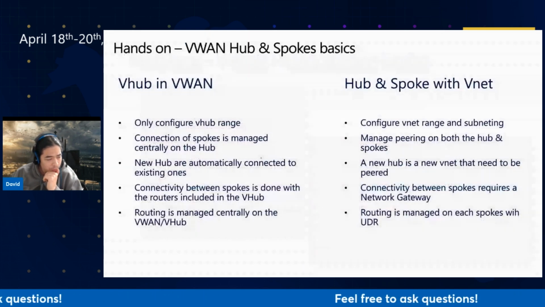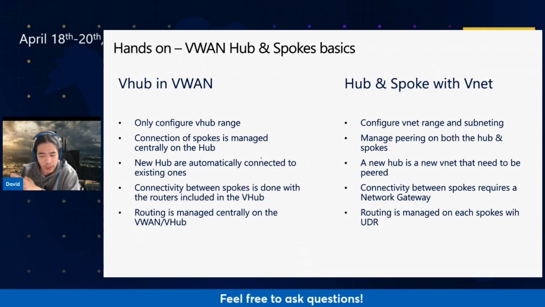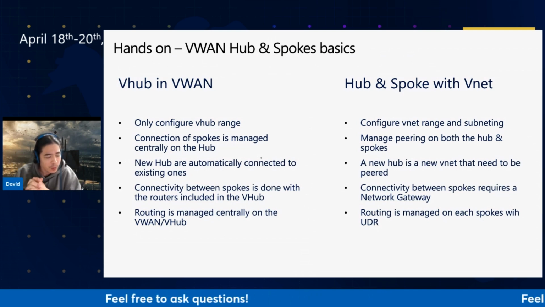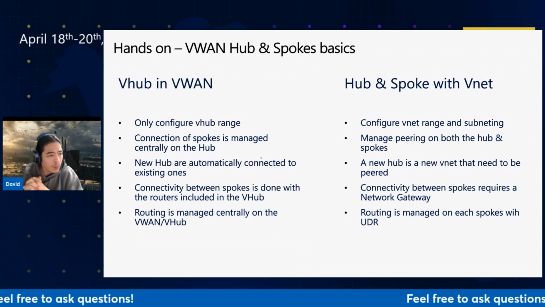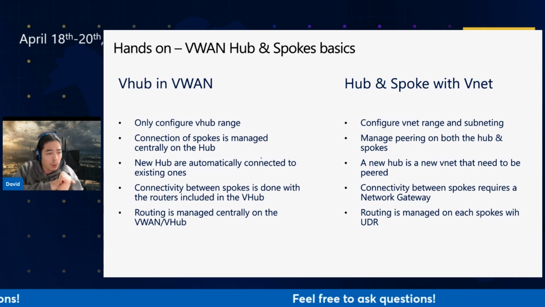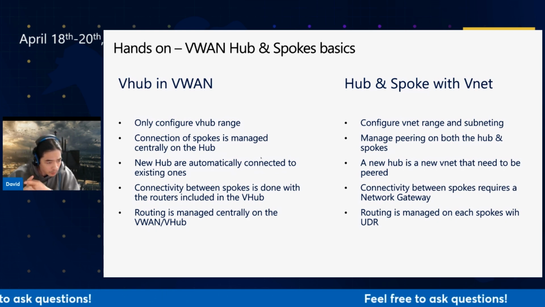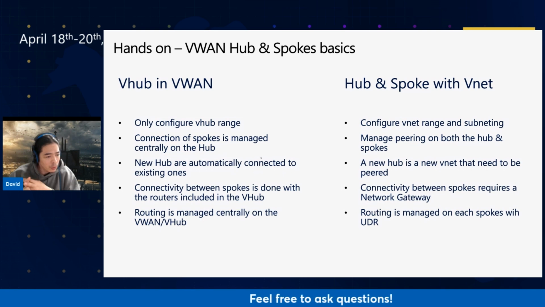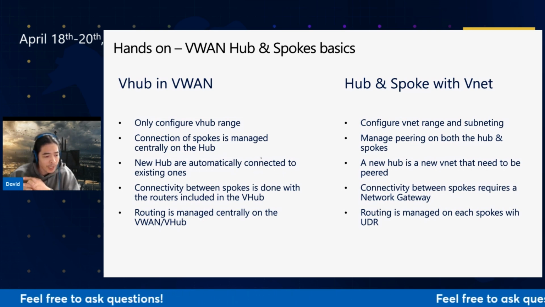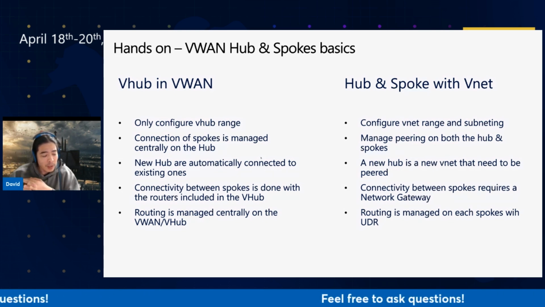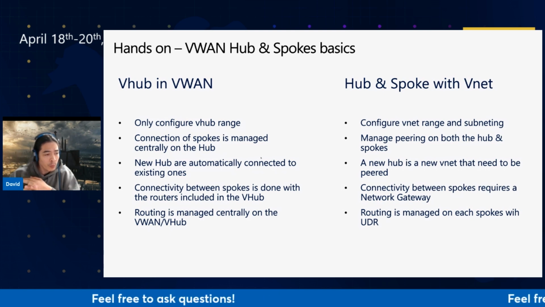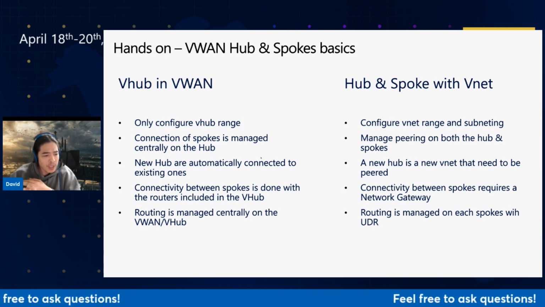Okay, so if I summarize this very simple implementation, and then we will do a little bit more technical stuff with the firewall in between. With the virtual hub in virtual WAN, I just need to configure the virtual hub network range at the creation, and then I manage centrally the connection of the spokes. I don't need to manage the connectivity between the spokes because there is a router included that propagates the routes. And as you have seen, unless I have some specific network security rules, the traffic is also allowed. So this is a very plug and play hub and spoke topology that is very easy.